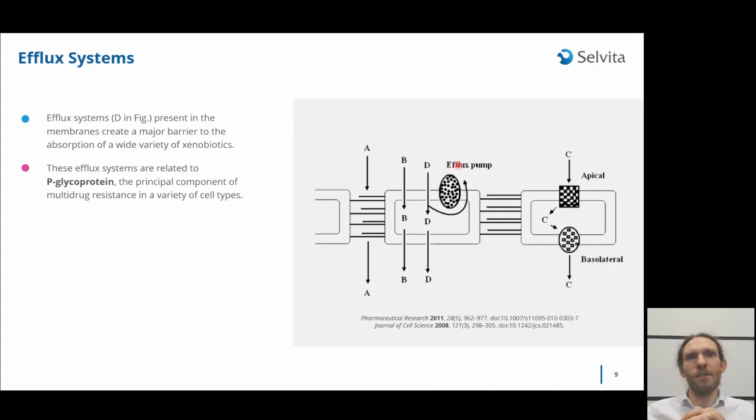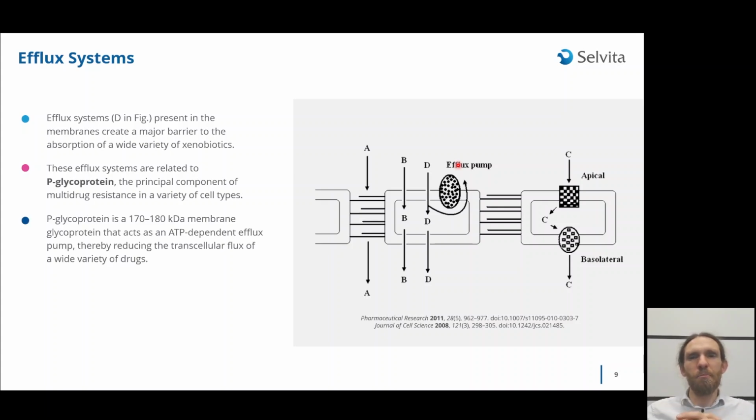These efflux systems are mainly composed of P-glycoprotein. This is the most abundant component of so-called multi-drug resistance in a variety of cell types. This P-glycoprotein, or PGP, is a quite large protein that, in an energy, ATP-dependent way, pumps out a wide variety of drugs. It recognizes really different substances. It's a very promiscuous protein.